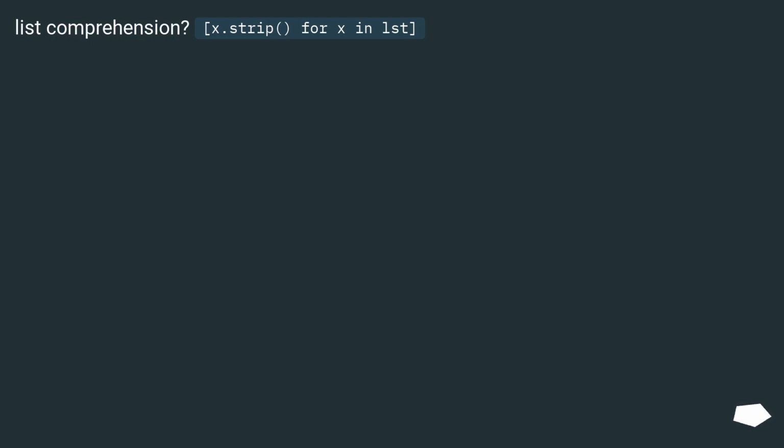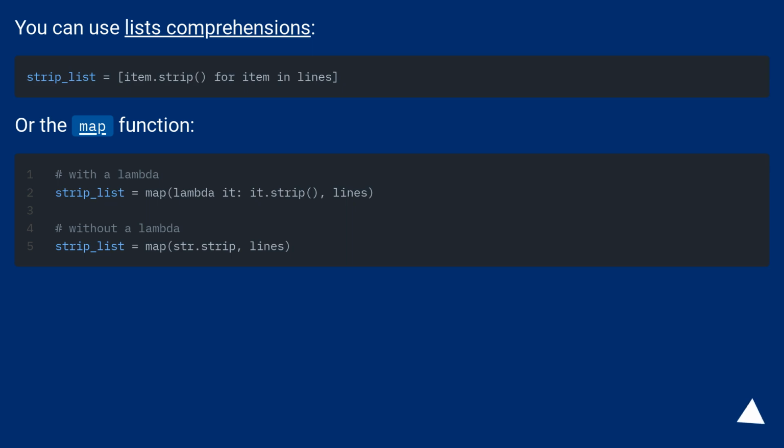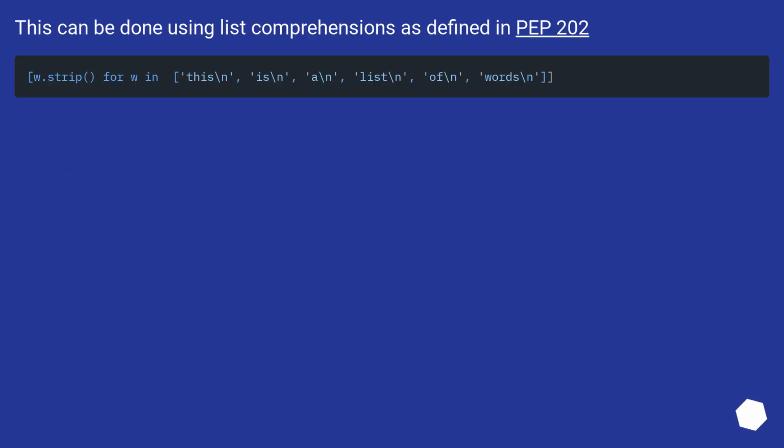List comprehension: x.strip() for x in lst. You can use list comprehensions, or the map function. This can be done using list comprehensions as defined in PEP 202.